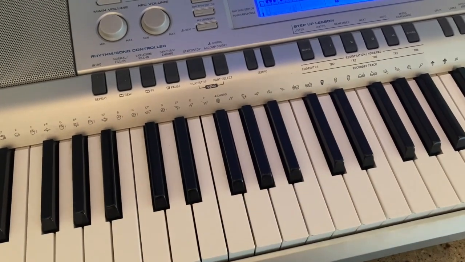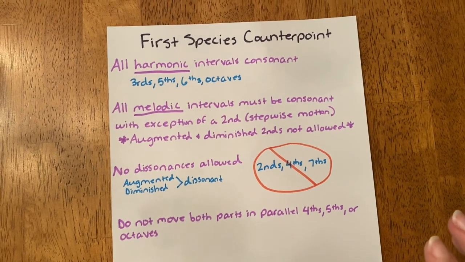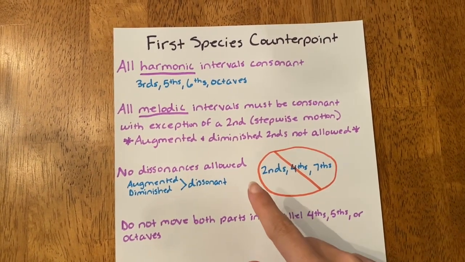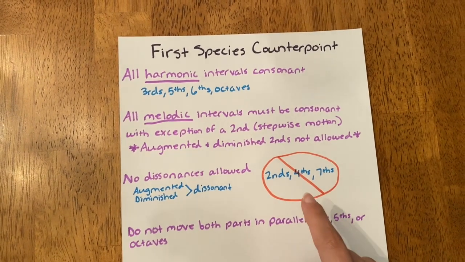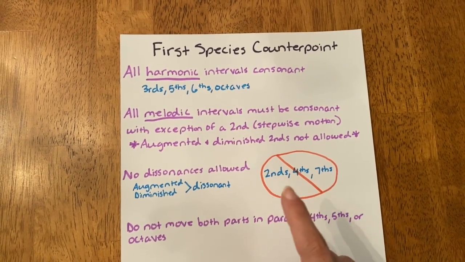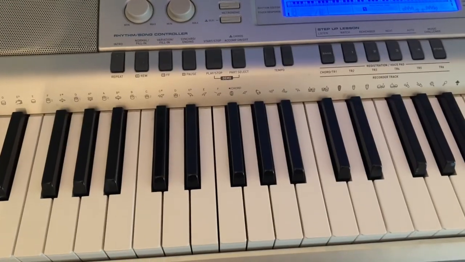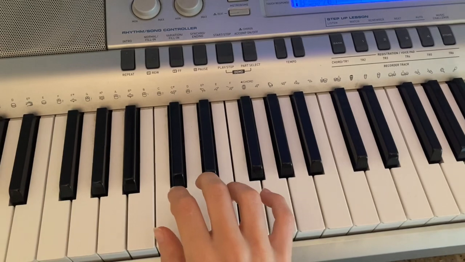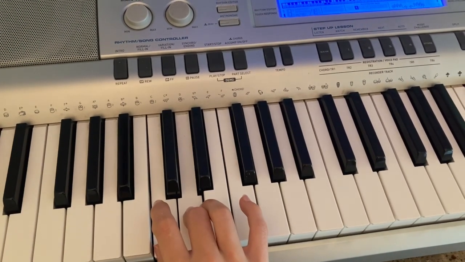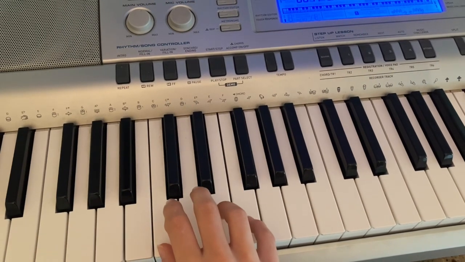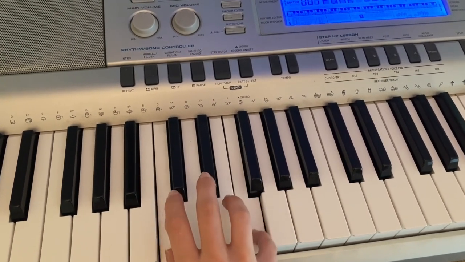The next important thing to know is that there are no dissonances allowed. So played at the same time, we cannot have seconds, fourths, or sevenths. Whether they be augmented or diminished, they're both dissonant. So a second would be something like C to D, right? It kind of doesn't sound very good.